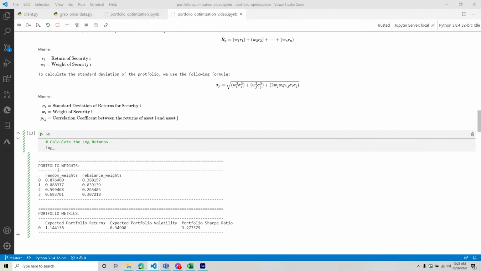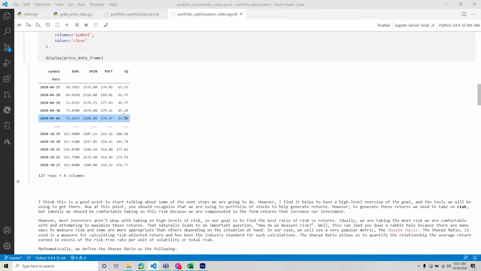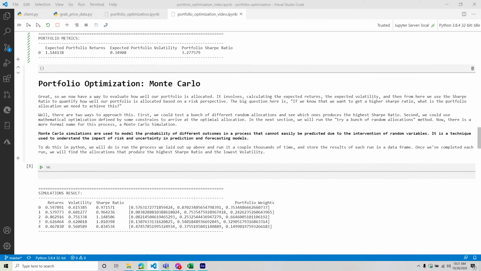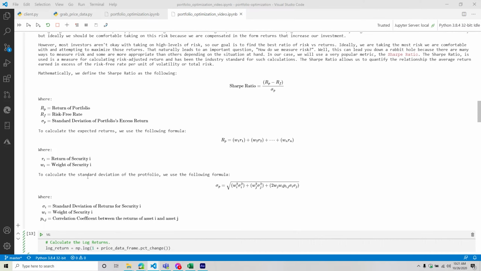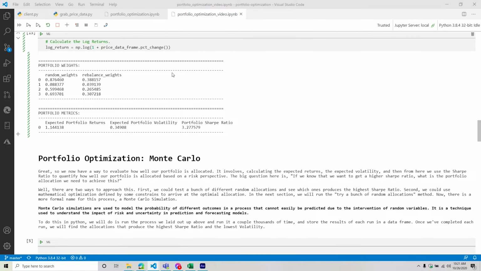And then from here, well, I guess it's not really expected returns, really it's the log return, but we're going to do log return equals numpy log. So there's a log function, and then it's 1 plus, we're going to take our price data frame and we're going to use the percent change method. What that's going to do is it's going to do the percent change one row to the next. So one row to the next, you're going to get your percent change, and it's basically going to make it where each one is over time.